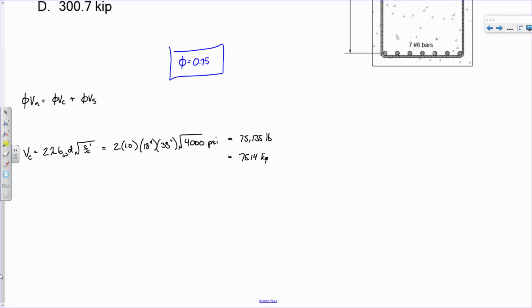All right. Now that's Vc. What about Vs? What's the formula for Vs? All right. Now, does anybody remember why the formula is d over s? Remember, here's a concrete beam, right? So here's its support, goes like that.